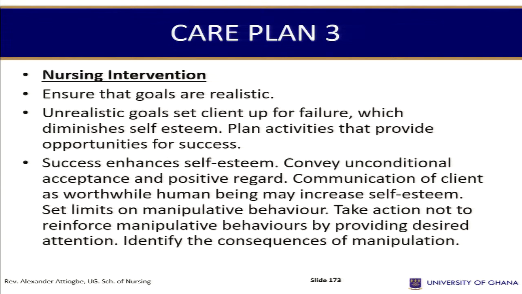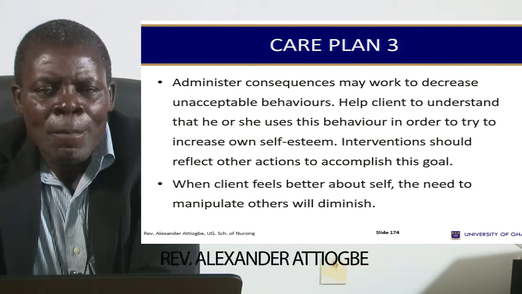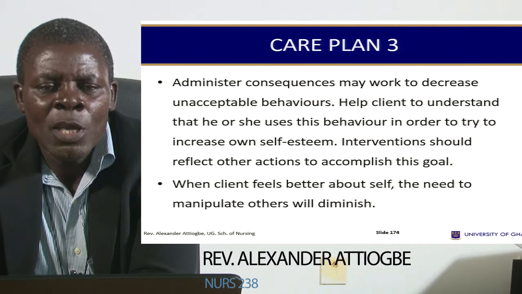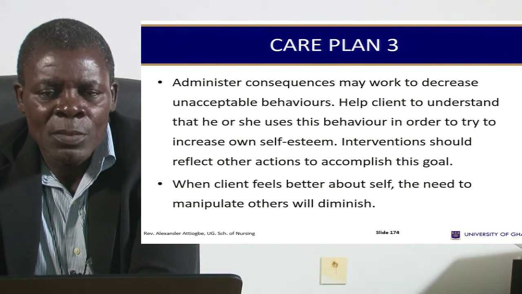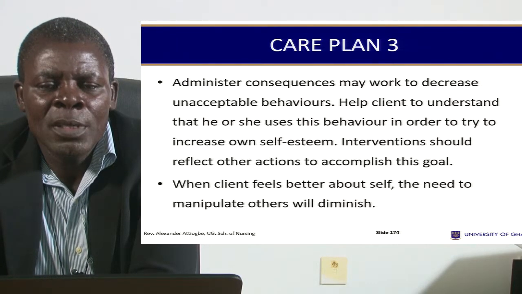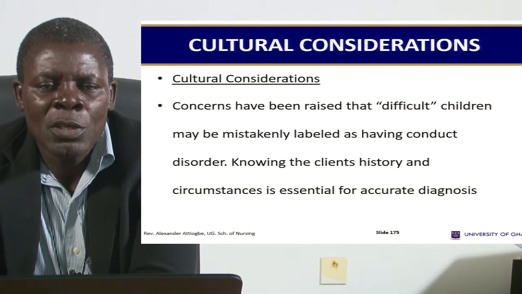Set limits on manipulative behavior. Take action not to reinforce manipulative behaviors by providing desired attention. Identify the consequence of manipulation. Administered consequences may work to decrease unacceptable behaviors. Help the client to understand that he or she uses this behavior in order to try to increase own self-esteem. Interventions should reflect other actions to accomplish this goal. When the client feels better about self, the need to manipulate others will diminish.